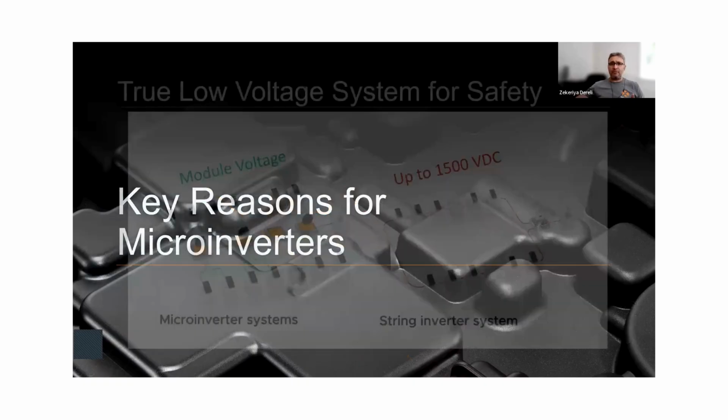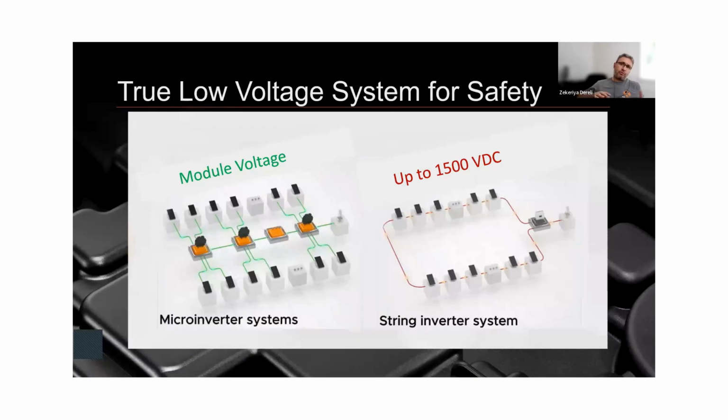Let's just talk about microinverters. Why would you want to go with a microinverter? One of the important reasons is safety, right? With string inverters in Canada, you go up to 1500 volts. That's pretty high voltage when you think about it. In the US, it's up to 1000 volts on rooftops, but in Canada, 1500 volts. So the typical string inverter can have up to 1500 volts DC.